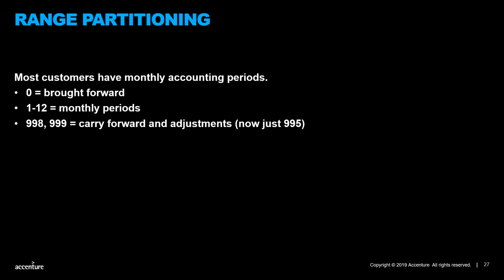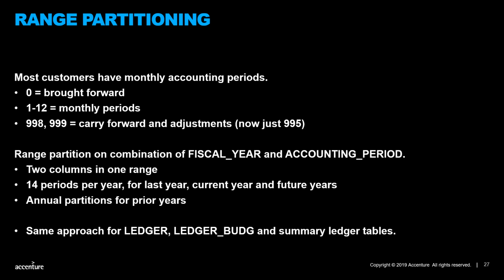Now, most customers use monthly accounting, so they have 12 accounting periods. You'll also see period 0 for brought forward amounts, and you'll see periods 998 and 999 for carry forward and adjustments. In the new version of the app, you only see 995. So what I normally do with ledger is that I like to range partition it on the combination of fiscal year and accounting period. That's 2 columns in one range. And then I create 14 periods per year for this year, last year, and for any future year. And if there's data prior to that, I normally put it into annual partitions. And I take the same approach for the ledger, ledger budget, and any summary ledger tables.